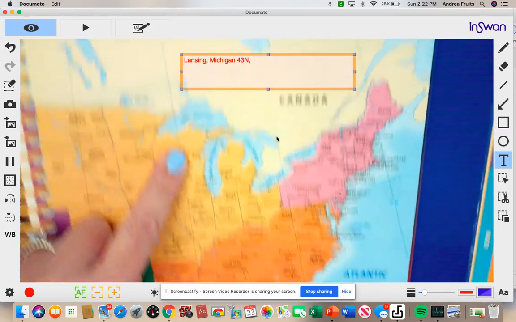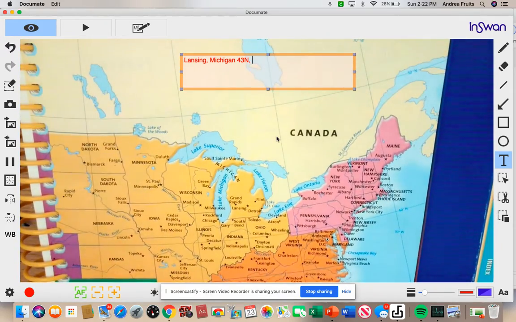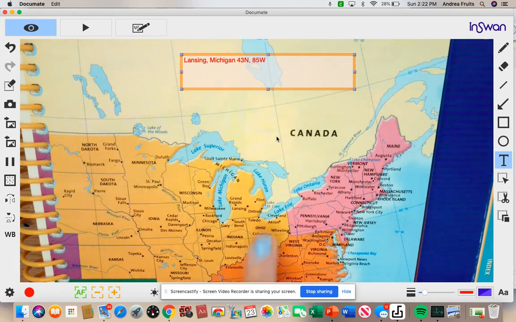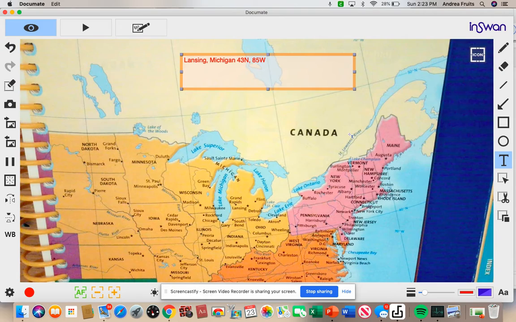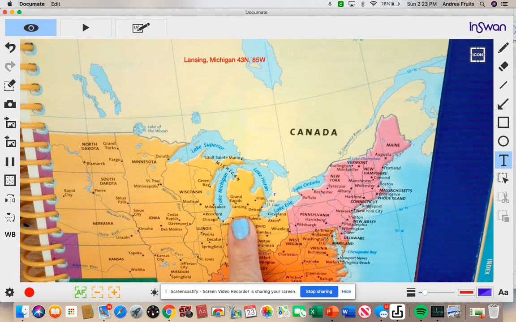So if I were finding the absolute location of Lansing, Michigan, I would say it's 43 degrees north and 85 degrees west. So that would be the absolute location. It's not 100% because I am doing a little bit of estimating, but if I saw 43 degrees north and 85 degrees west on the map, I think I would be able to find Lansing, Michigan.